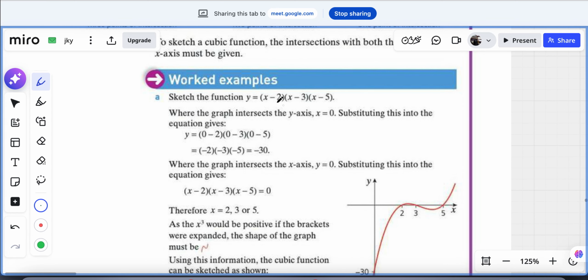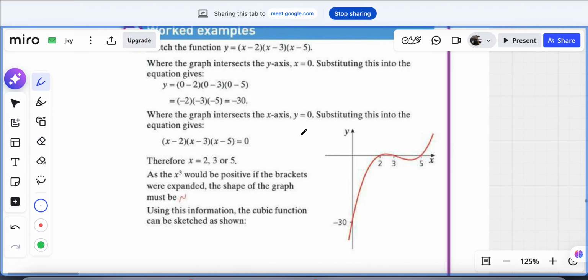Okay, for this one, they say sketch this one. If they say sketch this one, you can see x minus 2, x minus 3, x minus 5. Meaning if y is 0, you equate each one to 0. If you equate this one to 0, x will be equal to what? 2. x equal to 3, x equal to 5. So when y is 0, x equals 2, we put a point there. Sketching is very easy. When y is 0, x is 2, x is 3, and x is 5.